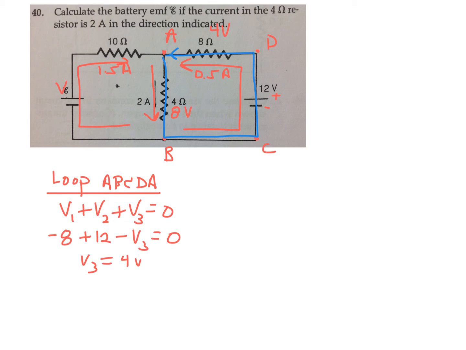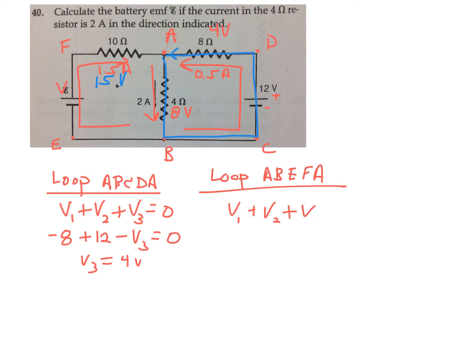All right, and once again now, if I look at this 10 ohm resistor on the left, if I have 10 ohms and 1.5 amps, V equals IR, therefore that's a 15 volt potential difference for that resistor. And now if I just label my points here, bottom left-hand corner, I'm going to call that E and F. If I take loop A, B, E, F, A, I'll have V1 plus V2 plus V3, generic voltages of 3 elements.